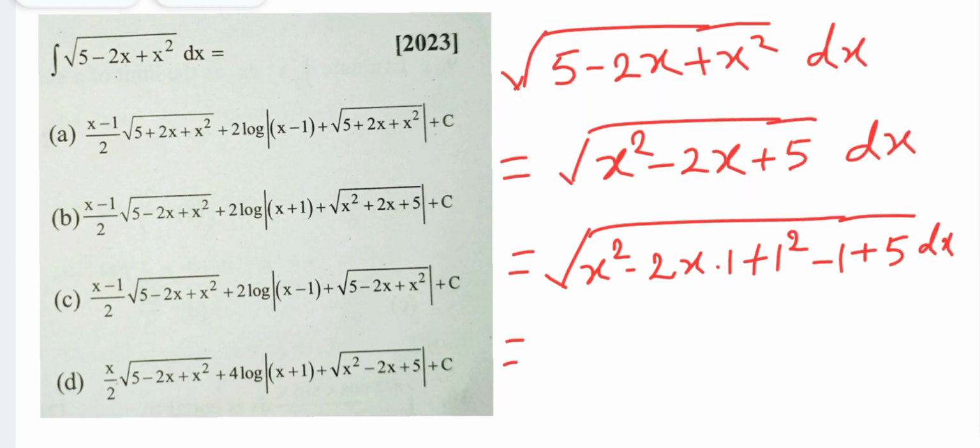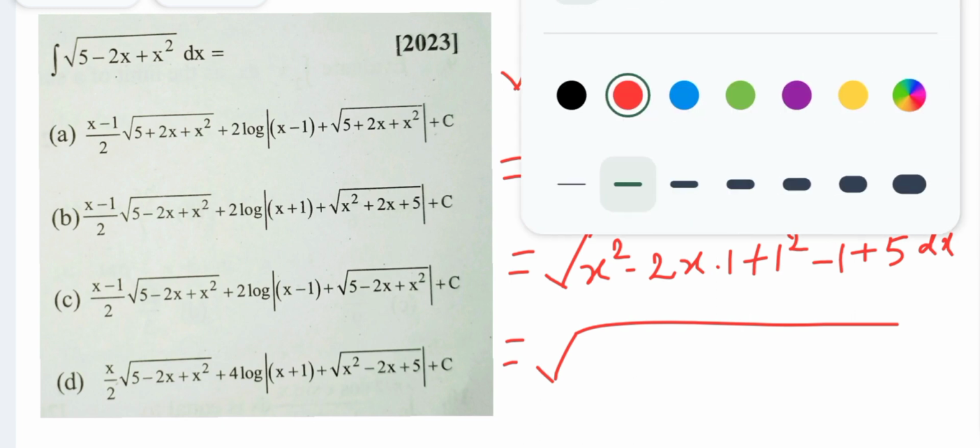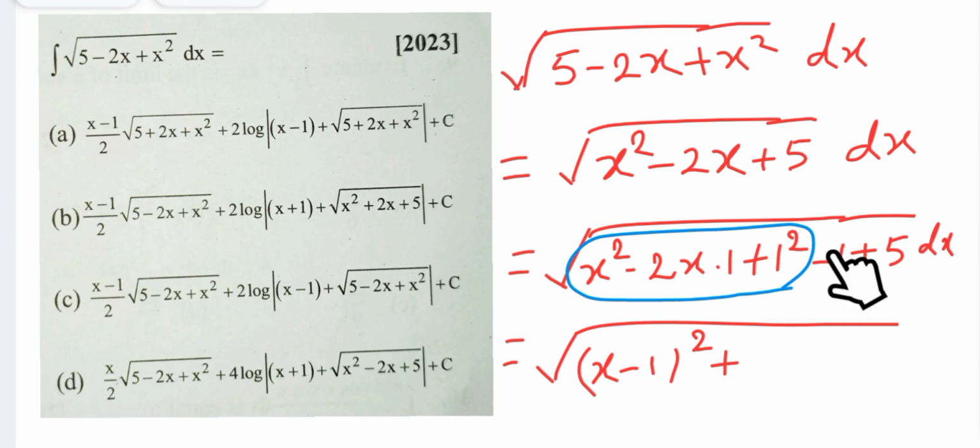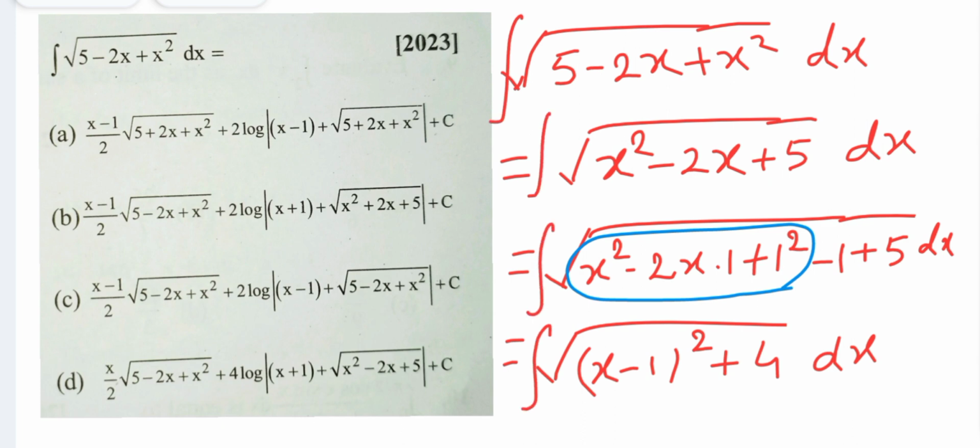Now if you see carefully, this x square minus 2x, a square minus 2ab plus b square, this is nothing but x minus 1 whole square. And plus, minus 1 plus 5 is 4, so 4, and the integration symbol will be there, because integration is there. So till here I have reached.